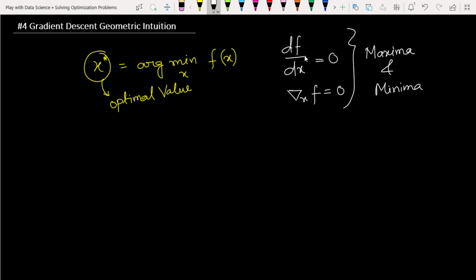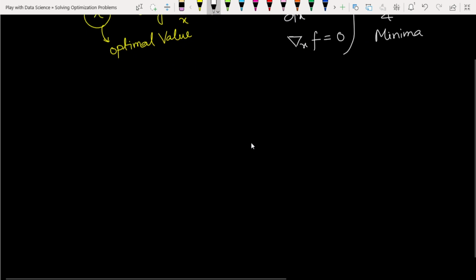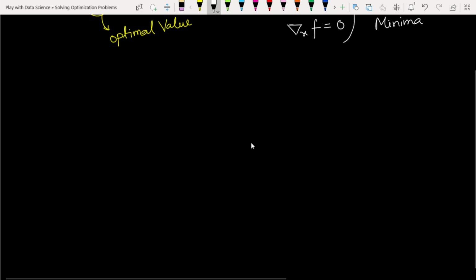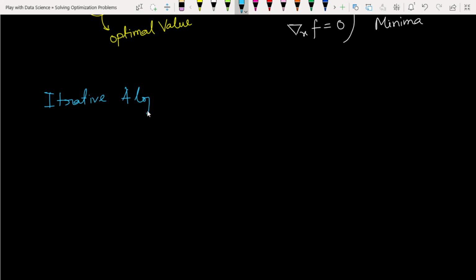Because we are living in the modern age of computers, we have huge computational power. So in this age we use an iterative algorithm, which we call the gradient descent algorithm.